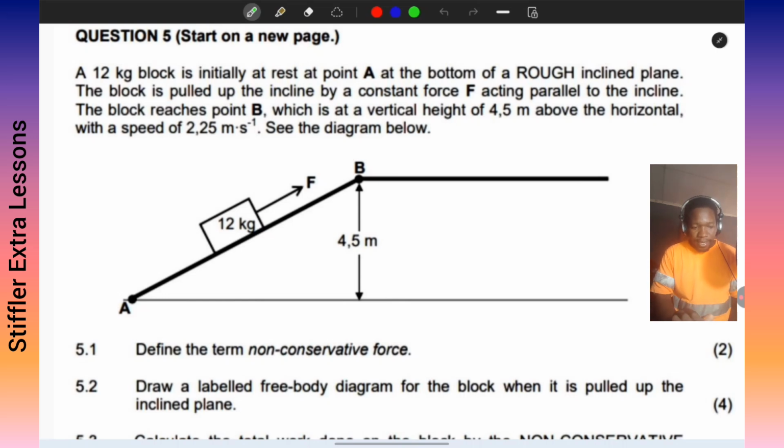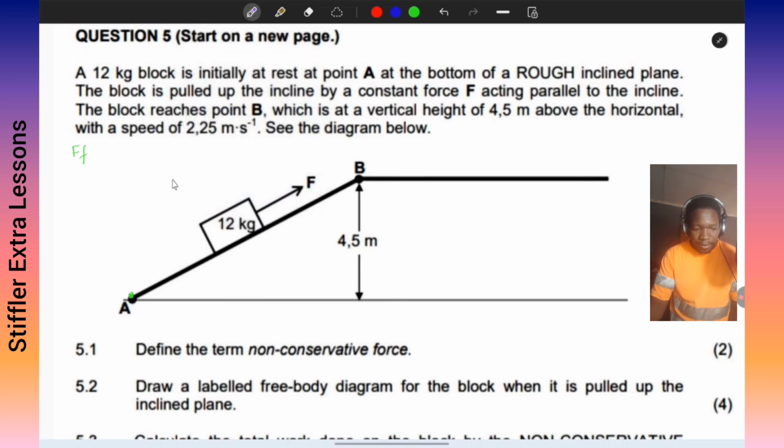Here, the first question that we're having: a 12 kg block is initially at rest at point A. So here this is at rest, which means that it is not moving at first. At the bottom of a rough inclined plane. Once you hear rough plane, it means that there is frictional force. So put that in your mind. There is frictional force.